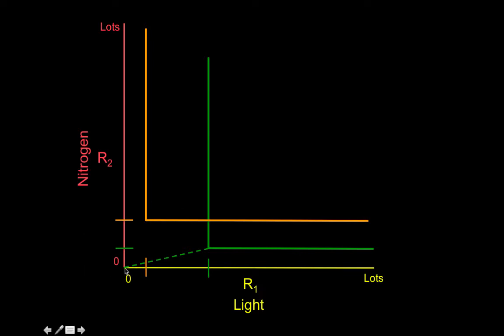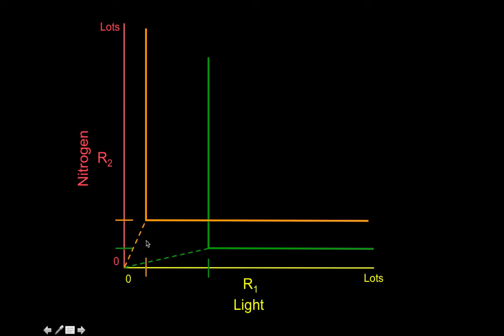And so drawing a line from the zero point out to the intersection of the requirements of the green species indicates the rate at which this species uses light versus nitrogen. And this species uses nitrogen relatively slowly, but uses more light per unit of nitrogen. The next species, the yellow species, uses a lot more nitrogen relative to the amount of light that they use. So these lines, these resource utilization vectors, represent the resource needs of the two species.